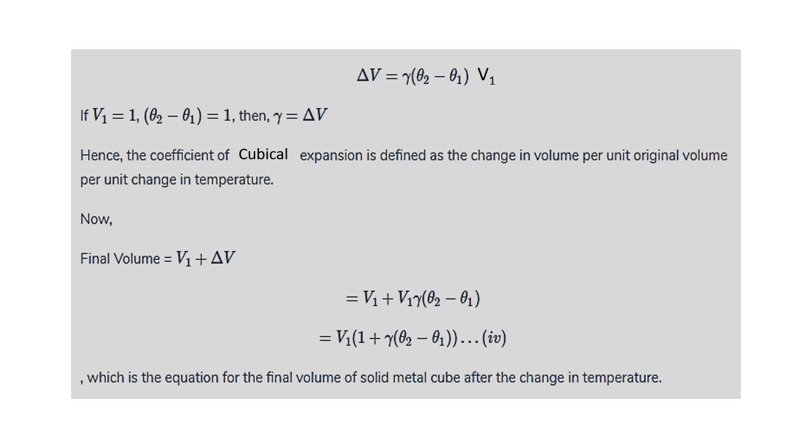Now, final volume V2 will be equal to V1 plus change in volume delta V. By putting the value of delta V, you will get V1 plus V1 into gamma into θ2 minus θ1. By taking V1 common, you will get the final volume after the change in temperature.